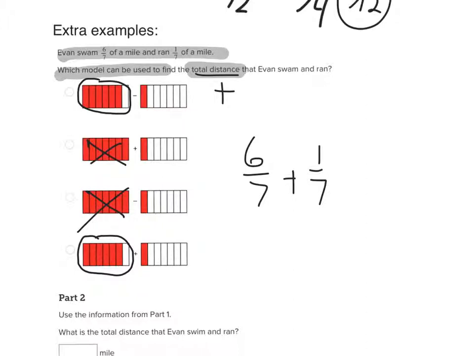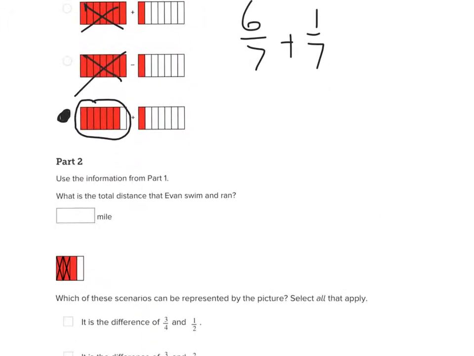So which one shows adding 1/7? Because we're finding a total. It's the bottom choice. Got it. That's the model. Next problem.